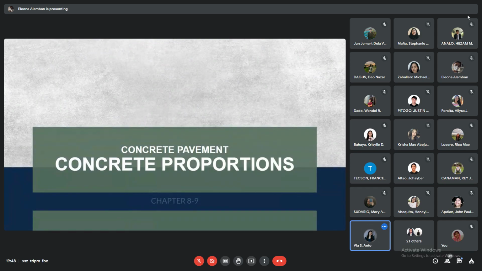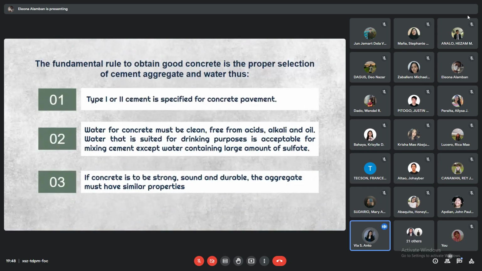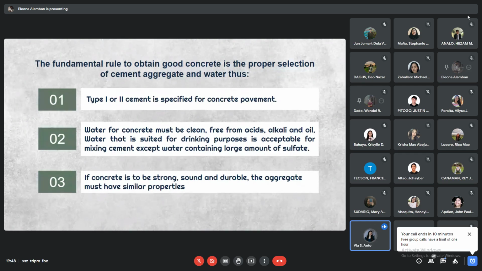Concrete proportions. The fundamental rule to obtain good concrete is the proper selection of cement, aggregate, and water. First, type 1 or type 2 cement is specified for concrete pavement. Second, water for concrete must be clean, free from acids, alkali, and oil. Water that is suited for drinking purposes is acceptable for mixing cement, except water containing a large amount of sulfate.